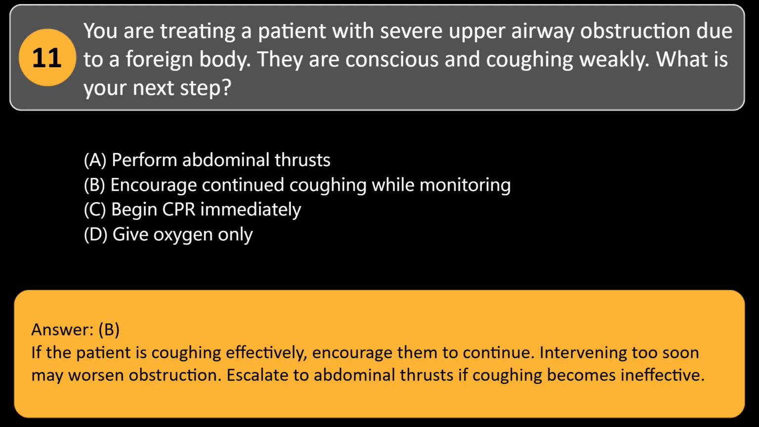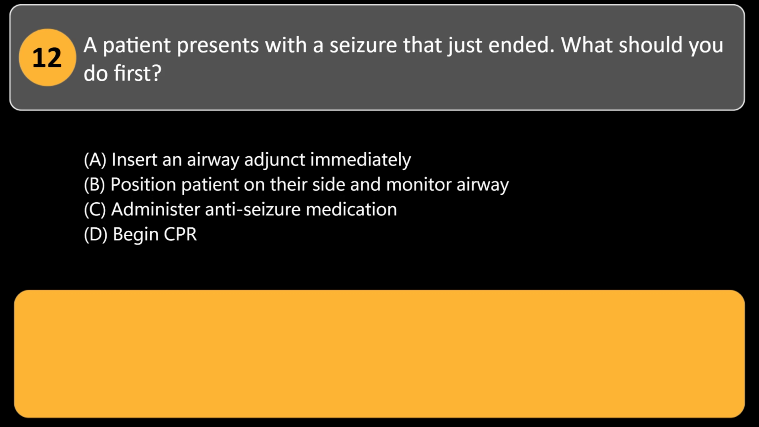If the patient is coughing effectively, encourage them to continue. Intervening too soon may worsen obstruction. Escalate to abdominal thrusts if coughing becomes ineffective. A patient presents with a seizure that just ended. What should you do first?